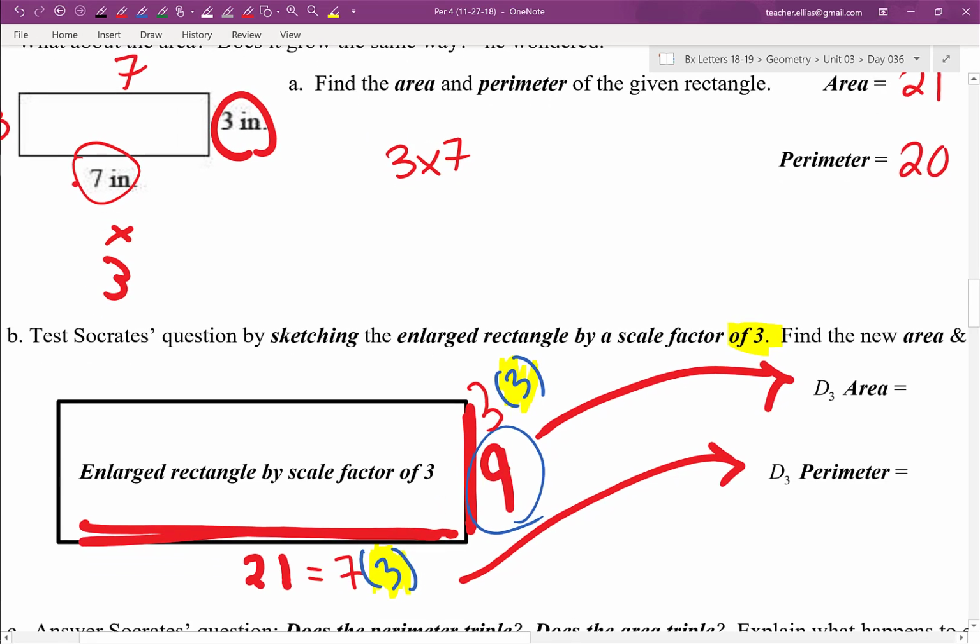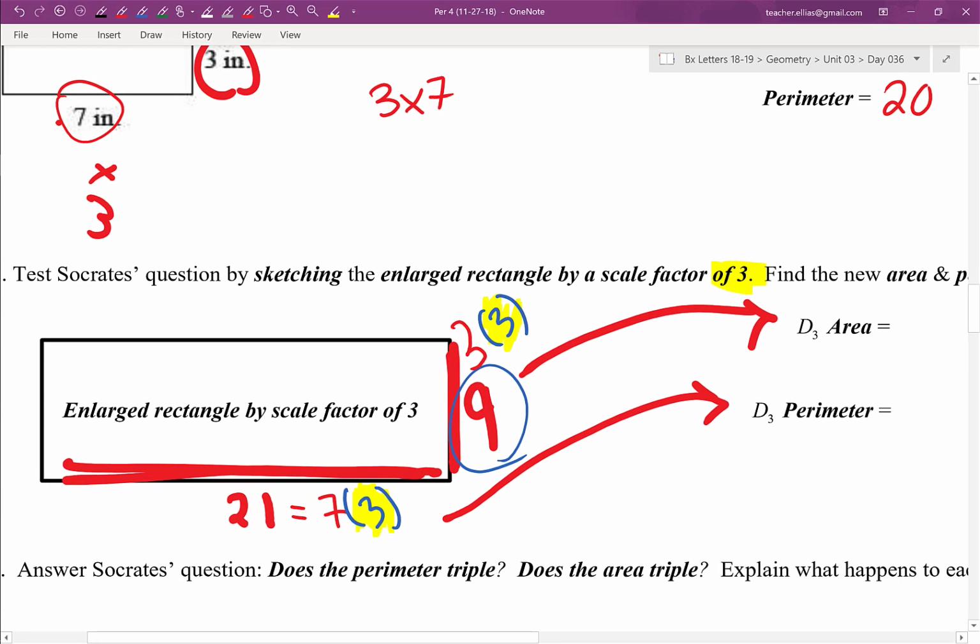Okay. Let me ask you this. Please watch. Where does this new height of 9 come from? You're going to take your original side of 3 and multiply it by the scale factor. Well, then where's that 21 coming from? The original side times the scale factor.